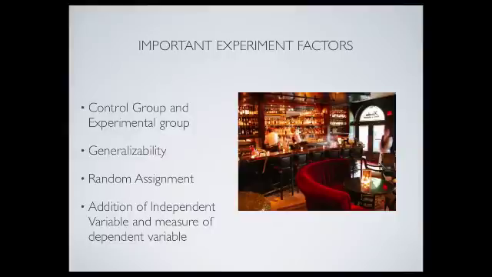We must randomly assign the people in the study to either the control group or the experimental group to ensure accurate results. And then we must add the independent variable, or consumption of alcohol, to the experimental group and measure the dependent variable, or aggressive behavior.